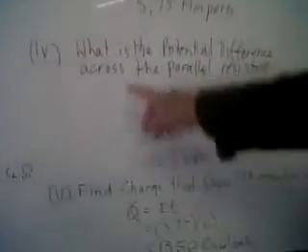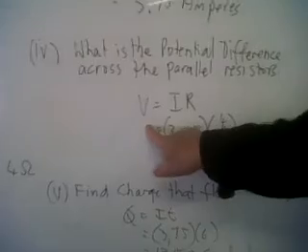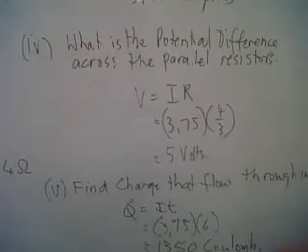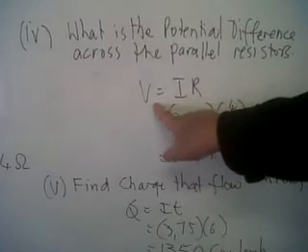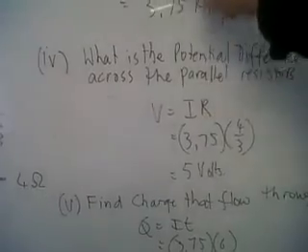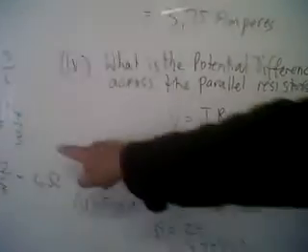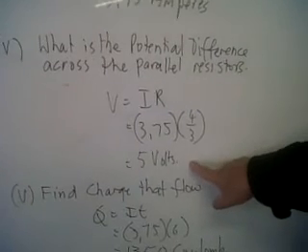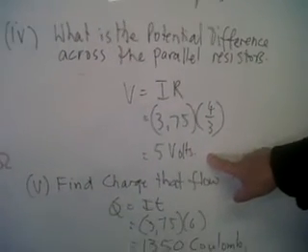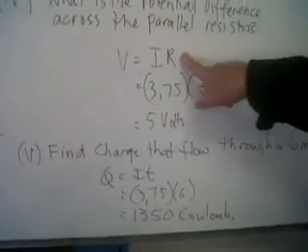Very simple. What is the potential difference across the parallel resistors? Potential difference is also what's the voltage, right? And the EMF. So you say the voltage is equal to I times R. We know what I is now. We know what R is for the parallel resistors. It's 4 over 3. We use that one. And so the potential difference is 5 volts across the parallel resistors. So it will be this section here only for the parallel resistors.